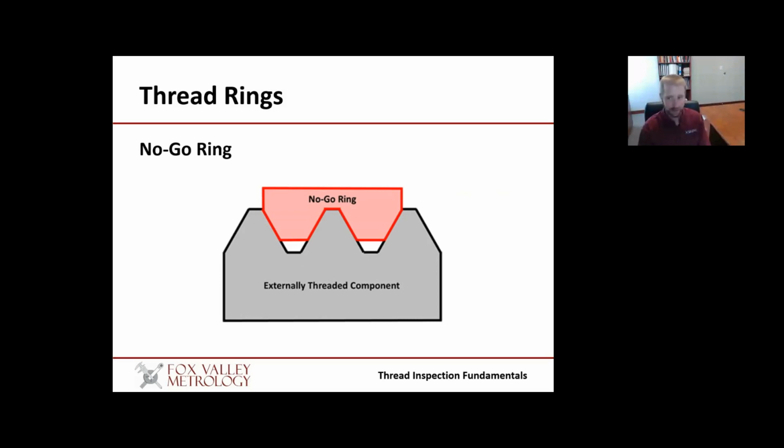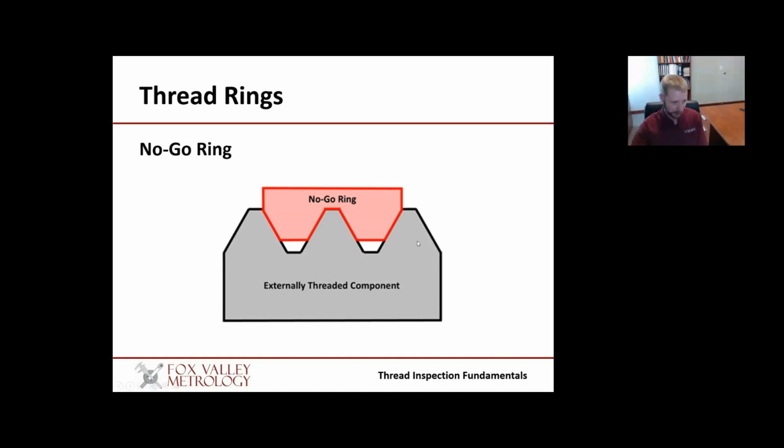So as far as the no-go ring is concerned, let's discuss the design of that. This is actually machined to a plus tolerance, making it so the member is at the minimal material limit for the externally threaded component. Commonly, this is machined with a ground down crest, as this portion of the thread plug, or this portion of the ring, is not needed.